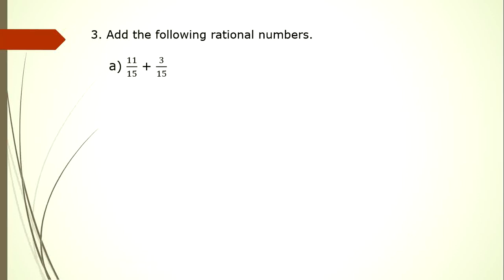Add the following rational numbers. 11 by 15 plus 3 by 15. Check. These two rational numbers have the same denominator, so we can easily add them. Just add the numerators and place the same denominator. So 11 plus 3 by 15, which gives us 14 by 15.